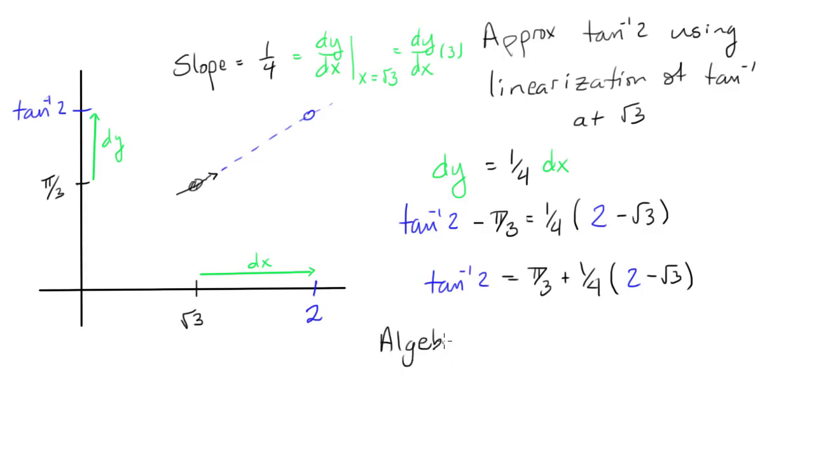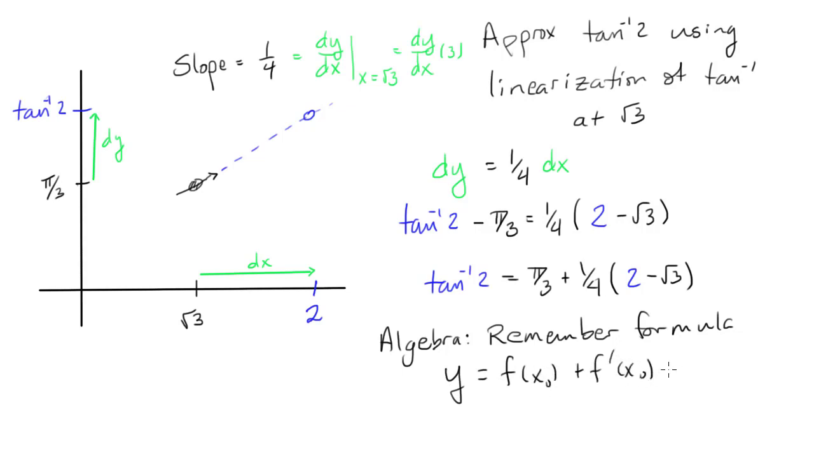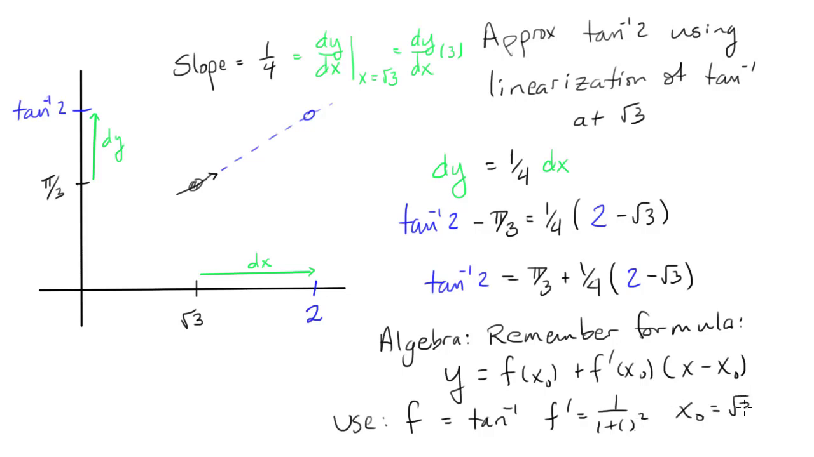If I just want to do algebra, I have to remember the formula, so I redo the construction just in general. Instead of 3, use x naught and generate the formula. And then I just plug in for every problem. Function, inverse tangent, its derivative, 1 over 1 plus the square function. X is 2, x naught is root 3.